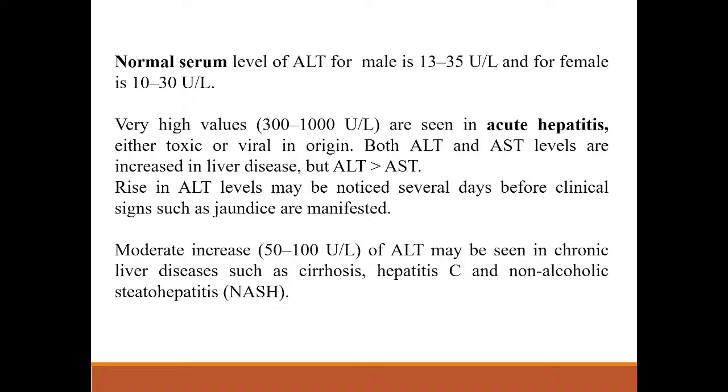Moderate increase, that is 50 to 100 units per liter of ALT, may be seen in chronic liver disease such as cirrhosis, write it down, this is very important, hepatitis C and non-alcoholic steatohepatitis or NASH. That is why I am telling, see, the same enzyme with different levels independently gives the prediction of a particular disease with its clinical features, provided you get the results from the laboratory properly correct.